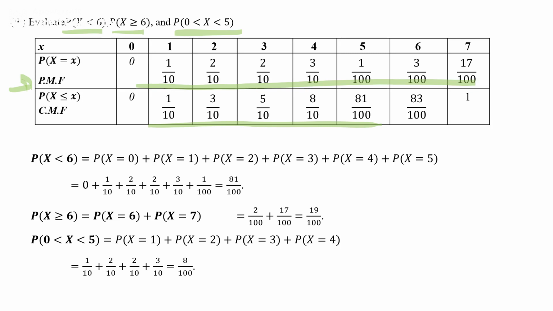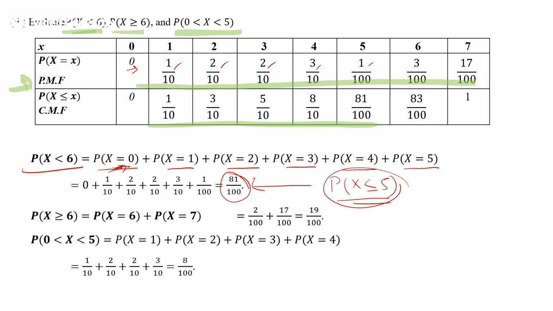But in that case, we have to evaluate the probability when X is less than 6. So we can say when X equal to 0, X equal to 1, X equal to 2, X equal to 3, X equal to 4, and X equal to 5. We use X equal to 0, that is the probability mass function. We add 0, 1 by 10, 2 by 10, 2 by 10, 3 by 10, and 1 by 10. So we obtain 81 by 100. Or this can be defined by probability when X is less than or equal to 5.